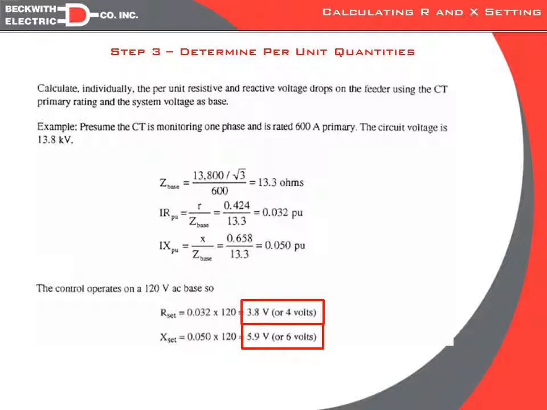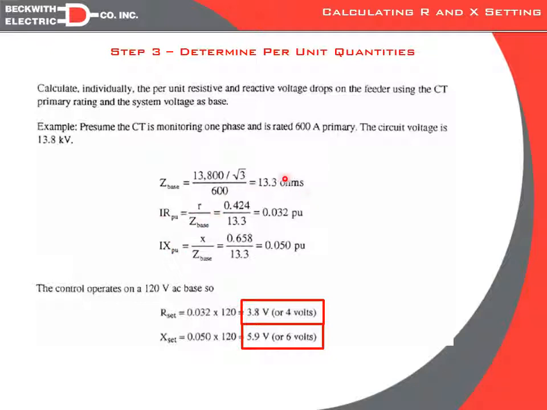Once we have the impedance, we have to nominalize or get into per unit quantities. And to do that, we have to have a base. So in this example, we're going to assume that the base voltage is 13.8 and that the current is going to be 600 amps. And from that, we can calculate a base impedance. And the base impedance would come up to be these two numbers here. So we're just calculating our real portion and our reactive portion.